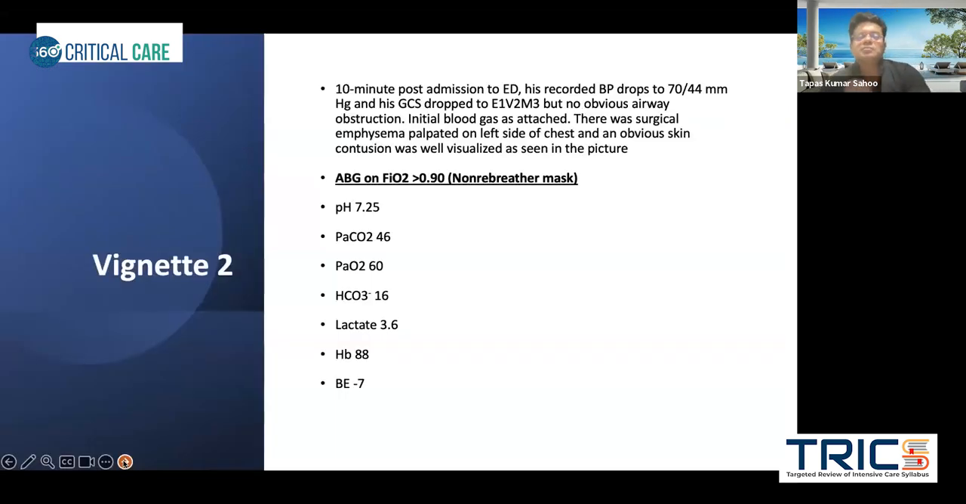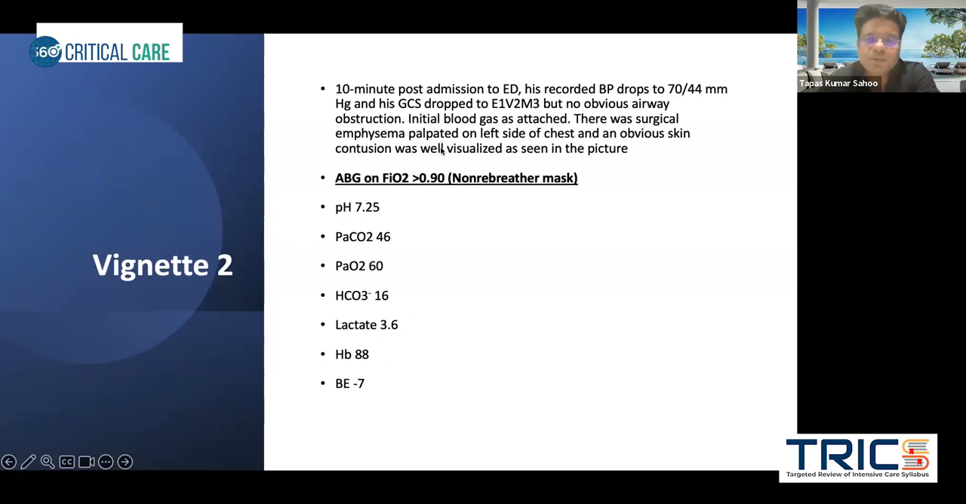Now, after answering all these questions, the clinical case vignette continues. You have started managing this patient, but 10 minutes post admission to the emergency department, his recorded blood pressure is now deepening. It is now 70/40 from 90/60, and his GCS has also dropped to E1, V2, M3, but no obvious airway obstruction. Initial blood gas is attached here.